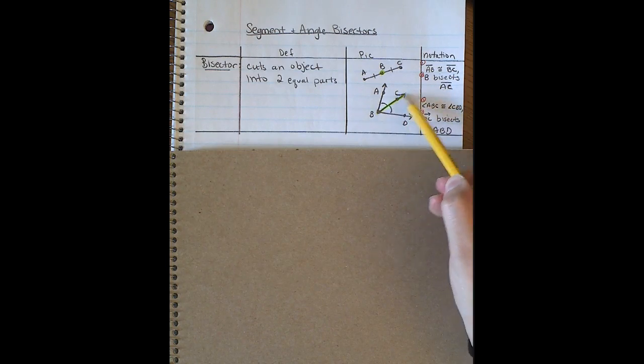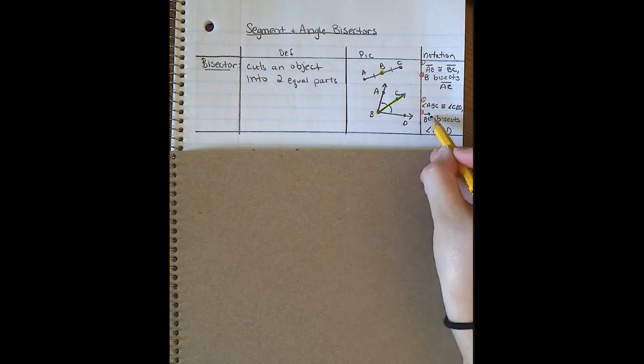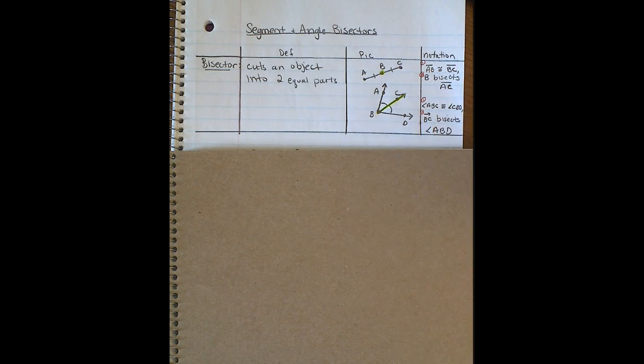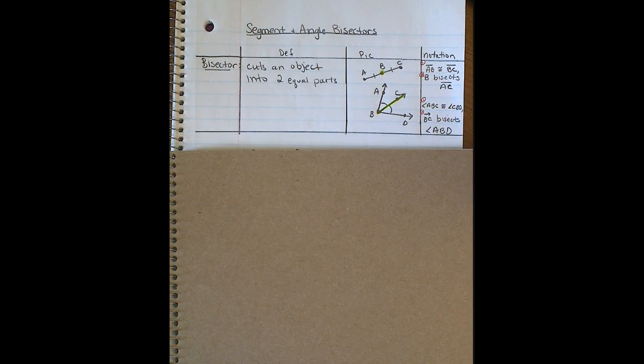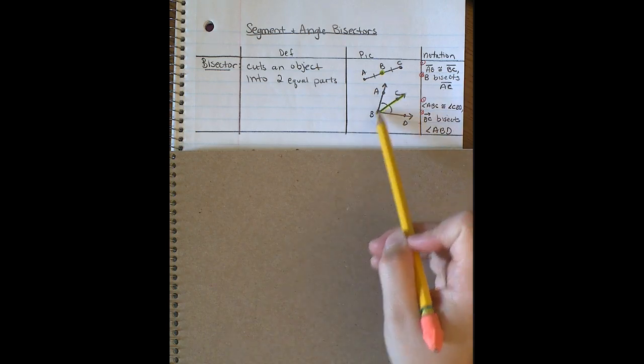So ray BC. When you write your notation, it's important to make sure that you use the symbol for a ray, like we learned in one of our very first videos. So capital letters BC with a little arrow above it bisects the whole angle ABD.